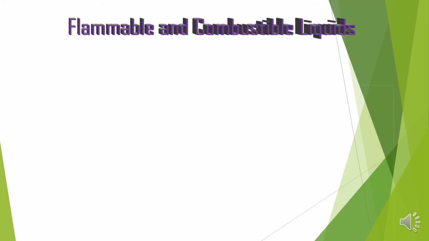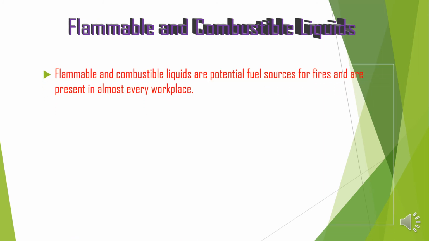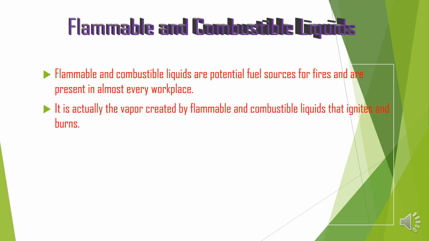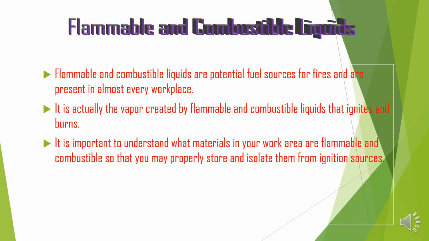Flammable and combustible liquids, how can I deal with them? Flammable and combustible liquids are potential sources of fire and are present in almost every workplace. It's actually the vapor created by flammable and combustible liquids that ignites and burns. Some vapor will come from them, and it can lead to a fire. It's important to understand which materials in your work area are flammable and combustible so that you may properly store them and isolate them from ignition sources.